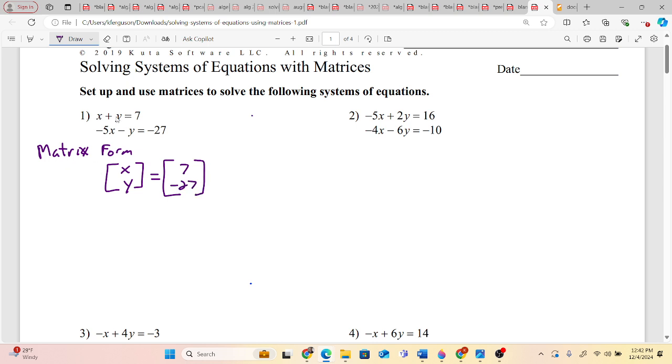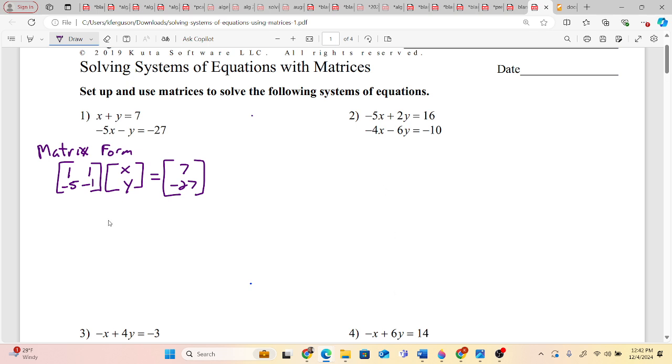Now I'm going to go over here and do a matrix with the coefficients of these things. So not the X and the Y, but the coefficients, the constants. So I should have four spots. I've got 1, 1, -5, and -1. And that's matrix form.